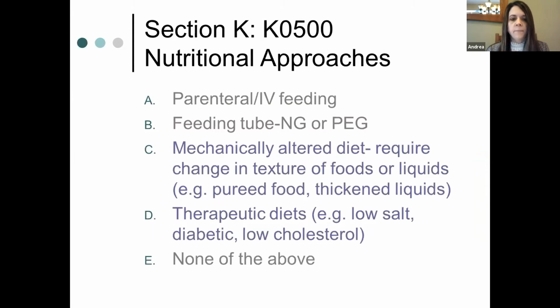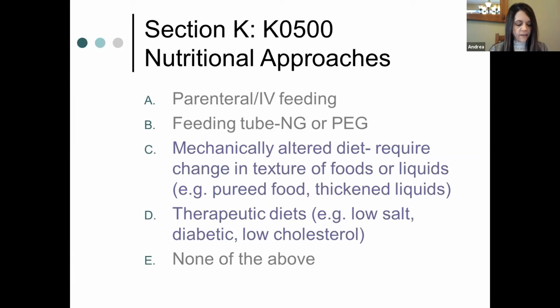I'm going to first just jump to the section under nutritional approaches, the mechanically altered diet and the therapeutic diet first. Mechanically altered diets are defined as a diet specifically prepared to alter the texture or consistency of food to facilitate oral intake. So examples would be a pureed diet. It could be a regular diet with ground meat, or someone on thickened liquid.